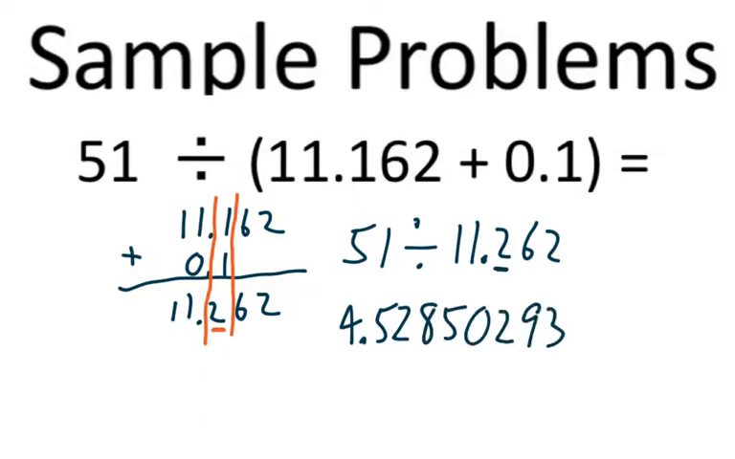4.52850293. Now we're going to go ahead and use the division rule, which is the same as the multiplication. We're going to find out who has the least number of significant figures. Well, 51 only has 2 significant figures, and this number has only 3. No matter how you put it, this one ends up being the lowest because it only shows 2 significant figures. So when you round our number to 2 significant figures, our answer ends up being 4.5.